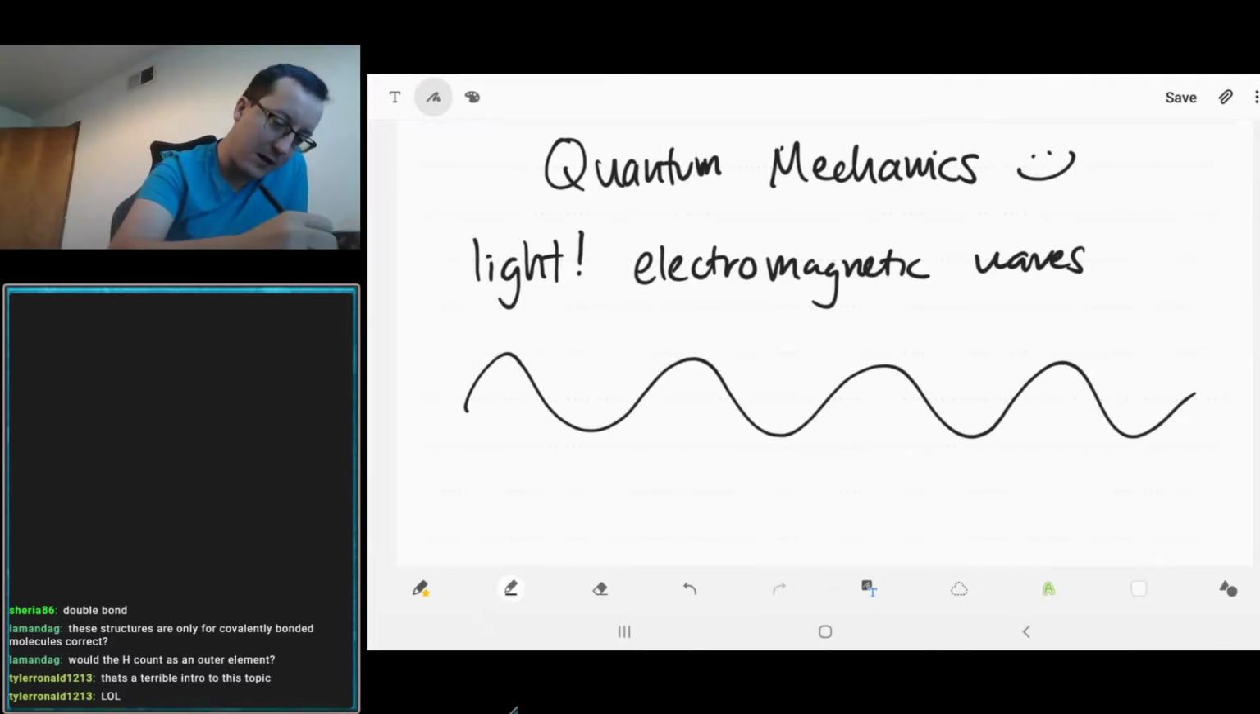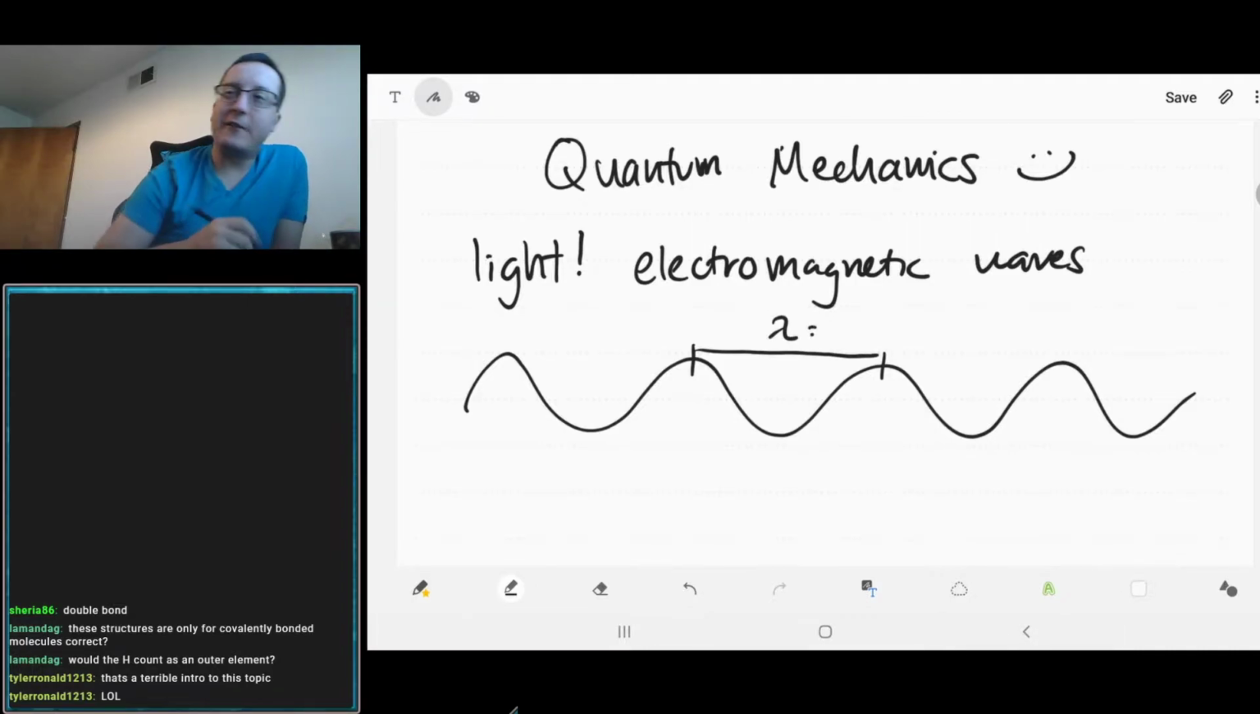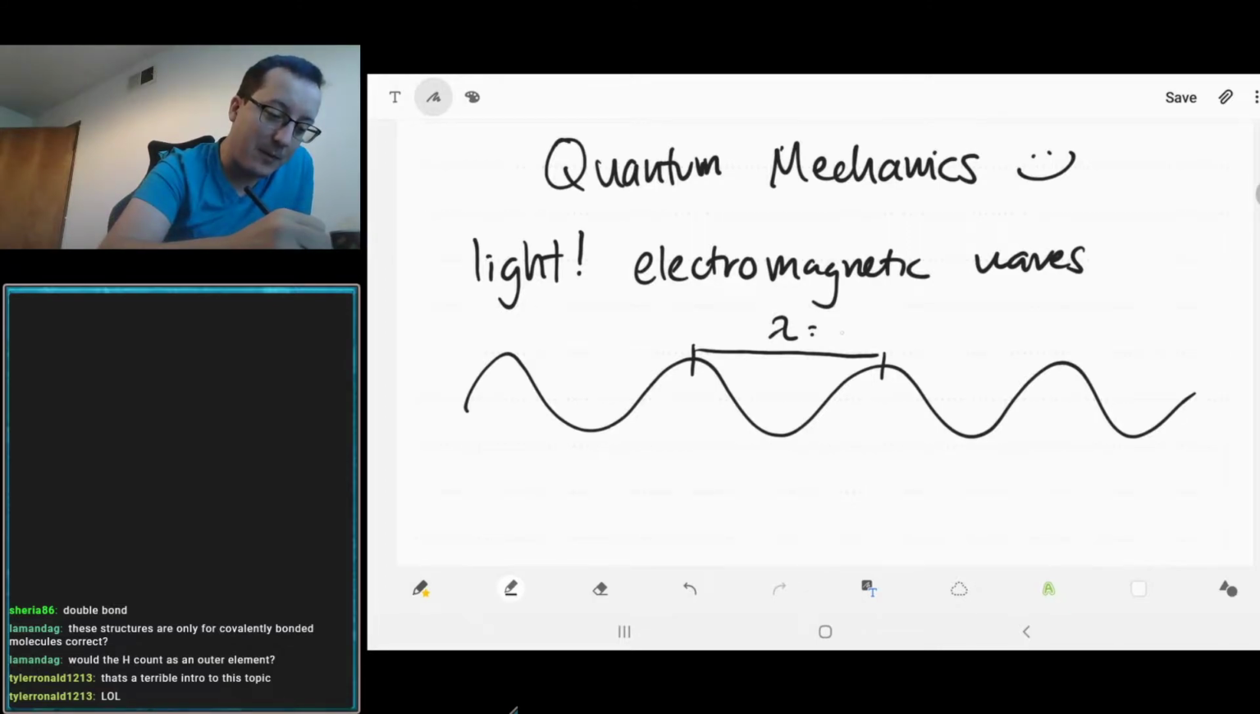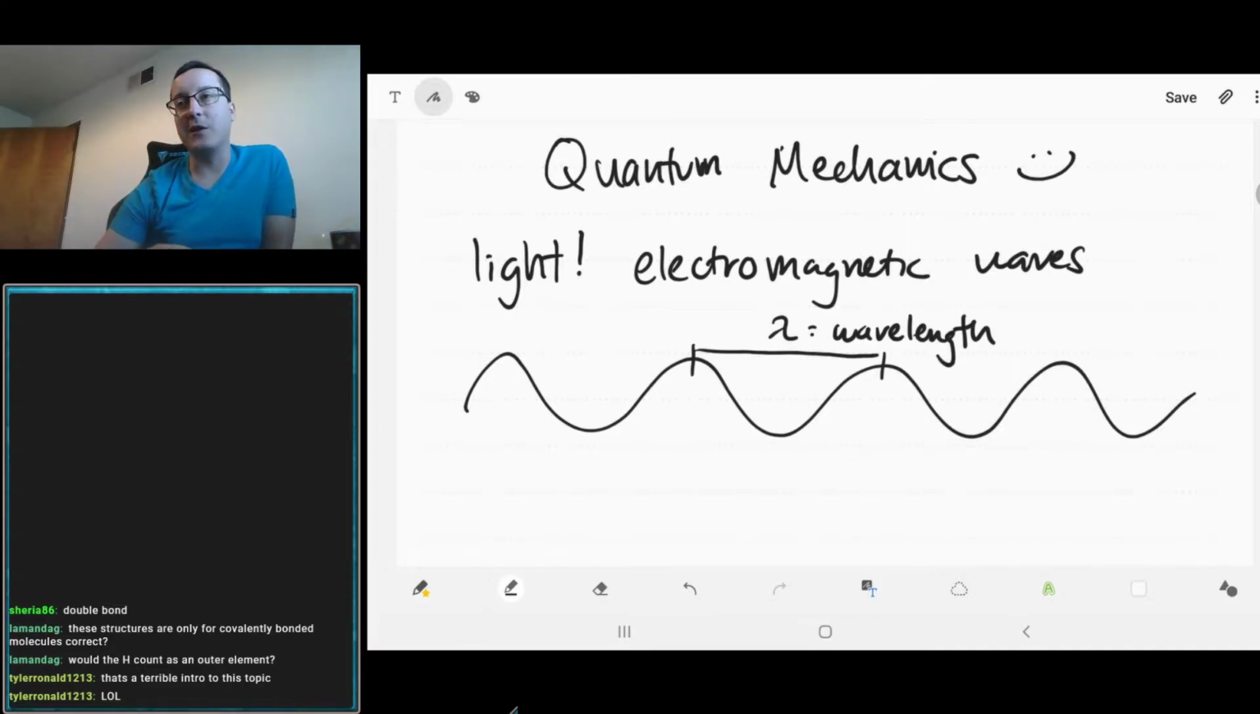So we have a few things to talk about. Since waves just go up and down forever, the distance between the high points or the low points or the midpoints, as long as it's at the same spot in the wave, would be the same. And that's called the wavelength, which is abbreviated with the Greek letter lambda.